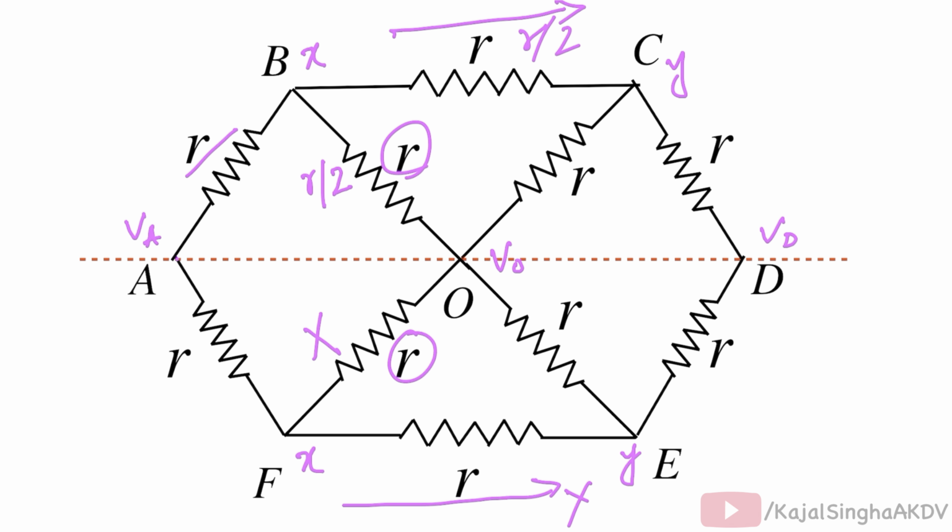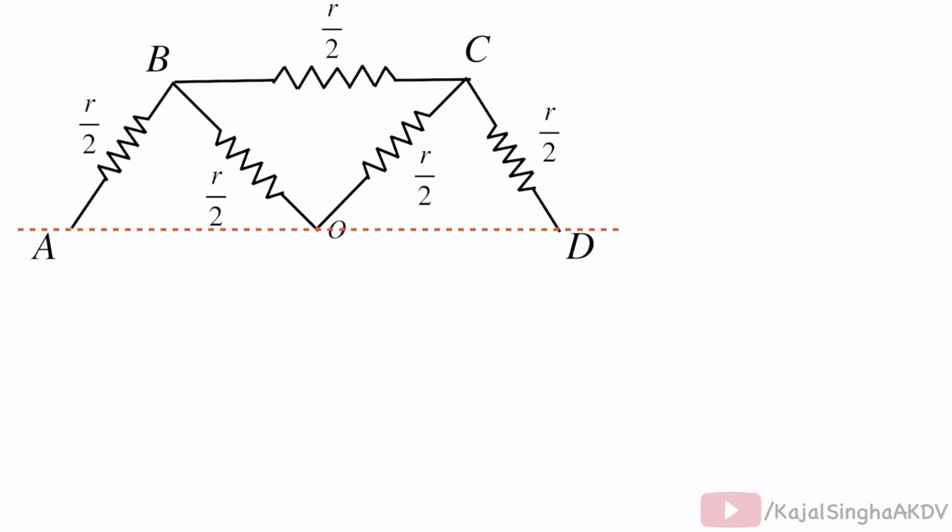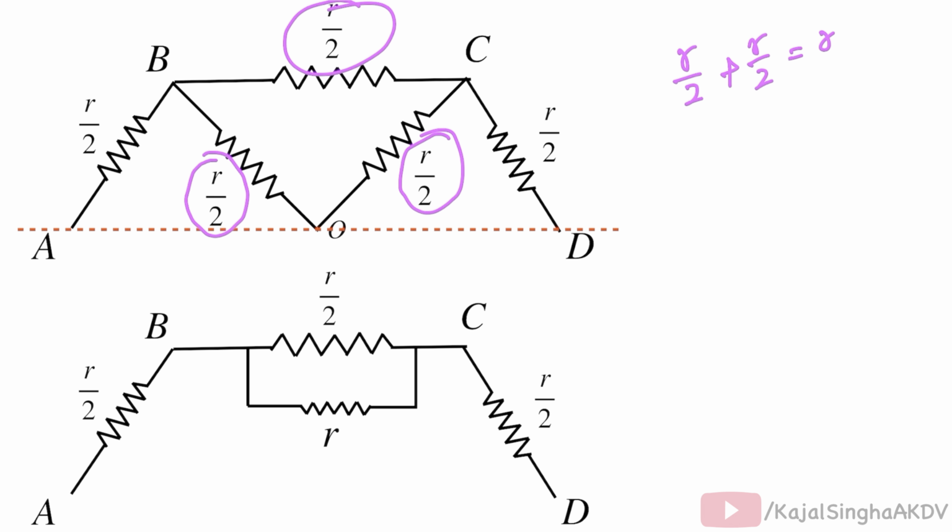So the circuit becomes like this, where there are two resistors of value R by 2 in series, and their equivalent resistance will be R by 2 plus R by 2, that is equal to R. Now this resistor will be in parallel with this R by 2 resistor, or the circuit becomes like this, where there are two resistors, one of value R by 2 and one of value R, in parallel combination between B and C.